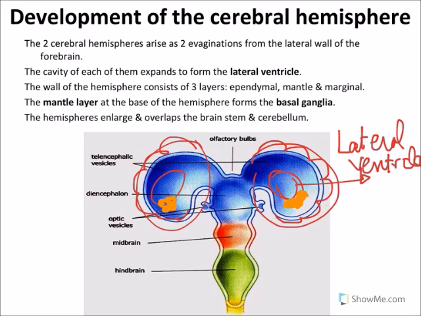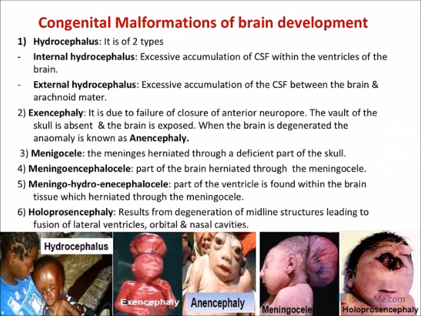Lastly, the hemispheres enlarge and overlap the brain stem and the cerebellum, so that in the end result, the cerebrum is above, and the brain stem and the cerebellum are inside and below the cerebrum. Lastly, we will move to the congenital malformations or congenital anomalies of the development of the brain.